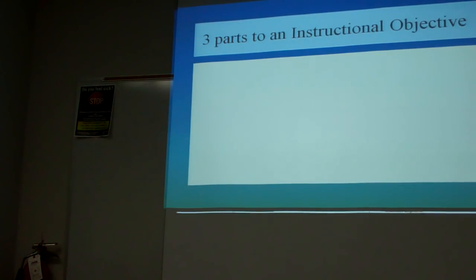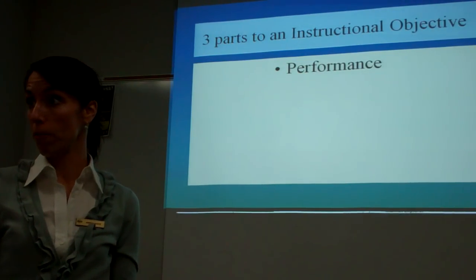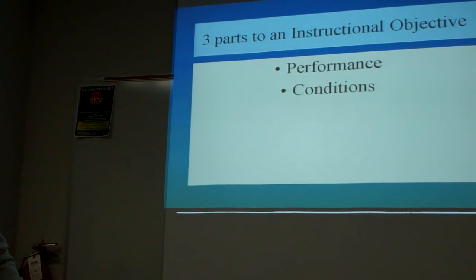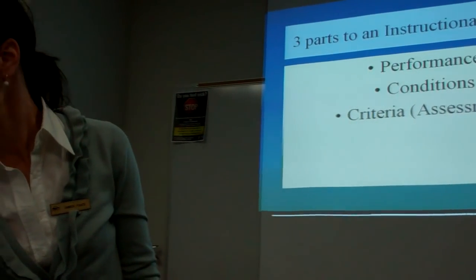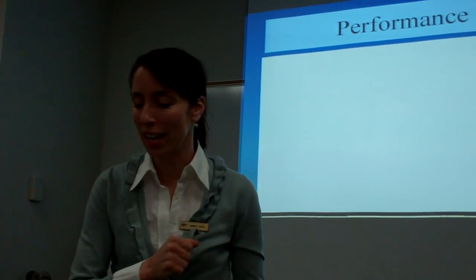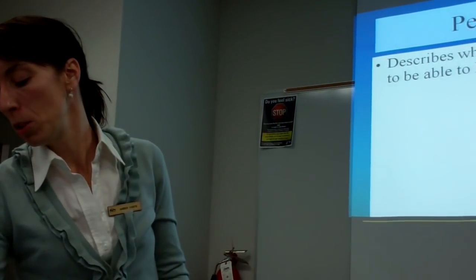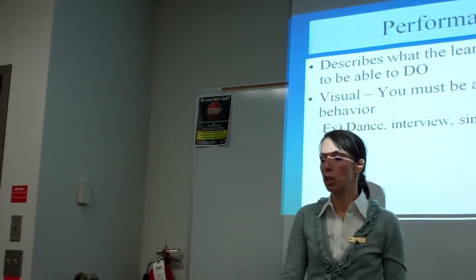Mager says there are 3 parts to an objective. There's the performance, which we're really going to focus on. There's the condition, and lastly there's the criteria or assessment. Sorry about your PowerPoint. I know it's a little discombobulated. We'll spend a little time on each of these, but we're going to focus on the performance because this is where I had the aha. This is where it really kicked in for me, and hopefully for you as you read. It describes what the learner is expected to be able to do, and it is visual. It has to be visual.